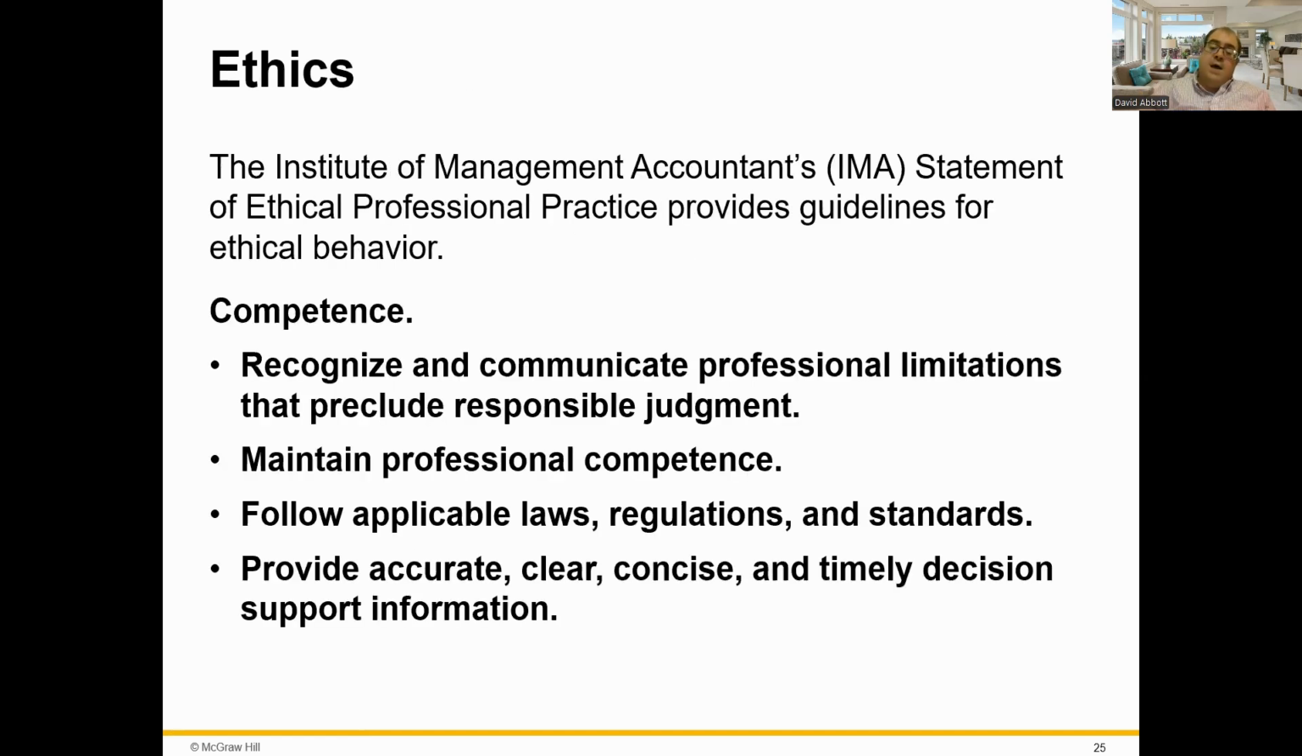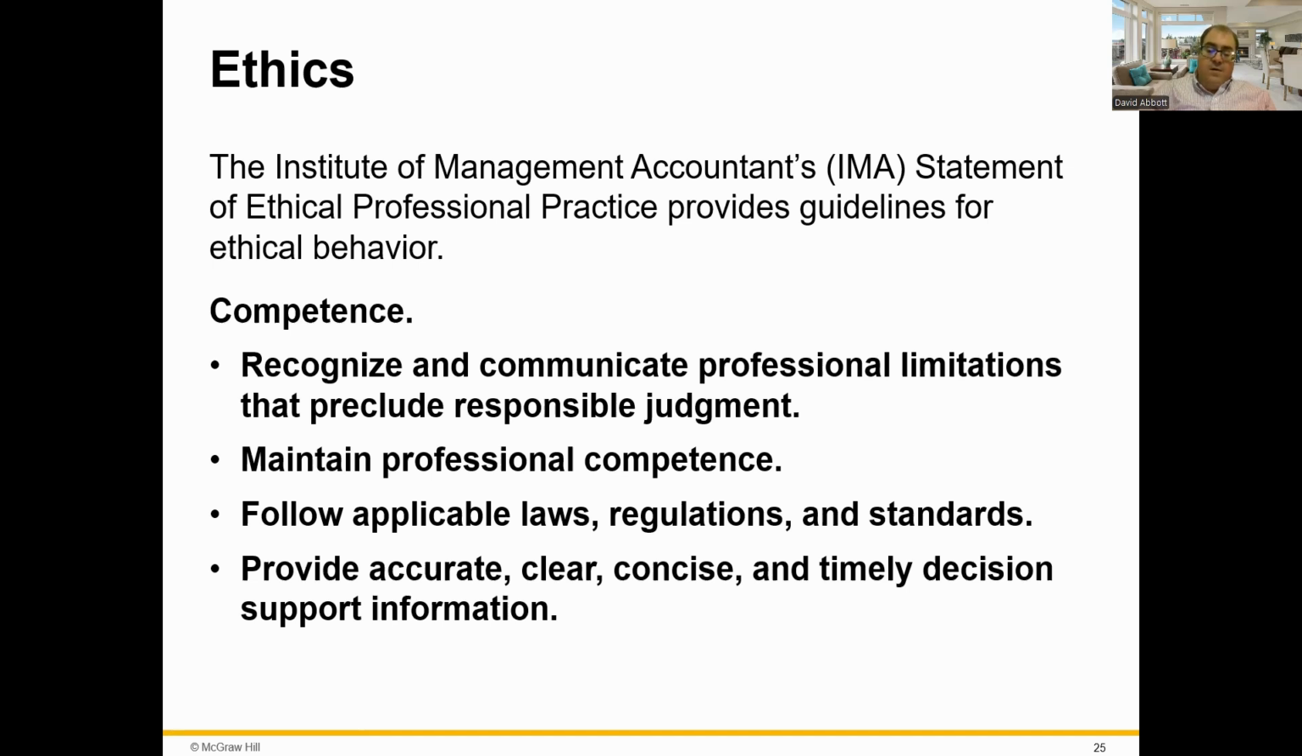Another important area of managerial accounting and of accounting in general is ethics. Ethics is an area very important in the business world. And I'm sure you've seen that in your other courses that you've taken. If you've taken business law, if you've taken business, certainly when you took financial accounting, you've seen that ethics is an area that is extremely important. So the IMA, which is the Institute of Management Accountants, they have a statement on ethical practice that provides guidelines for ethical behavior.